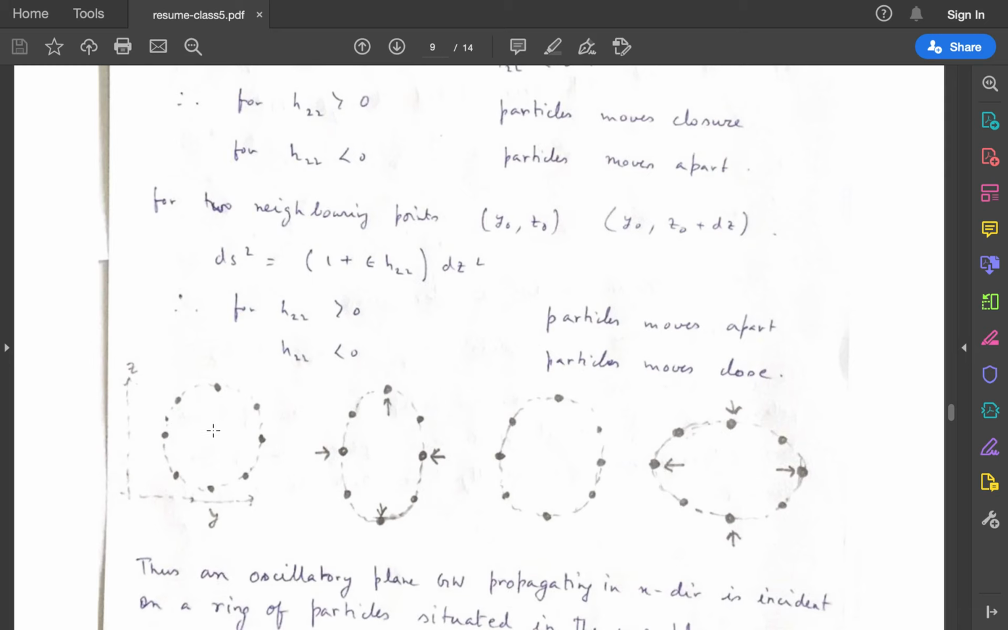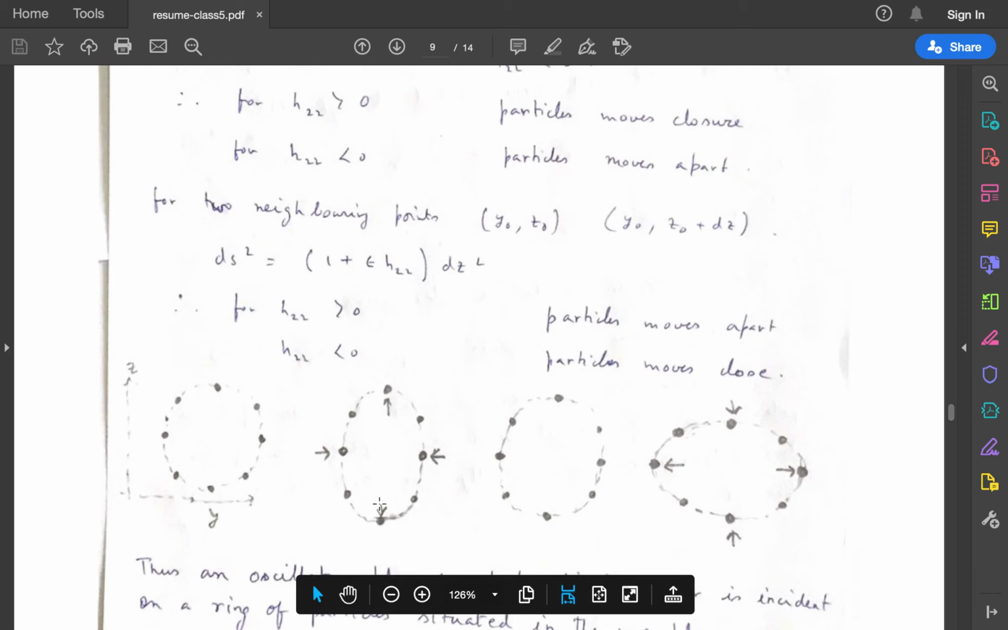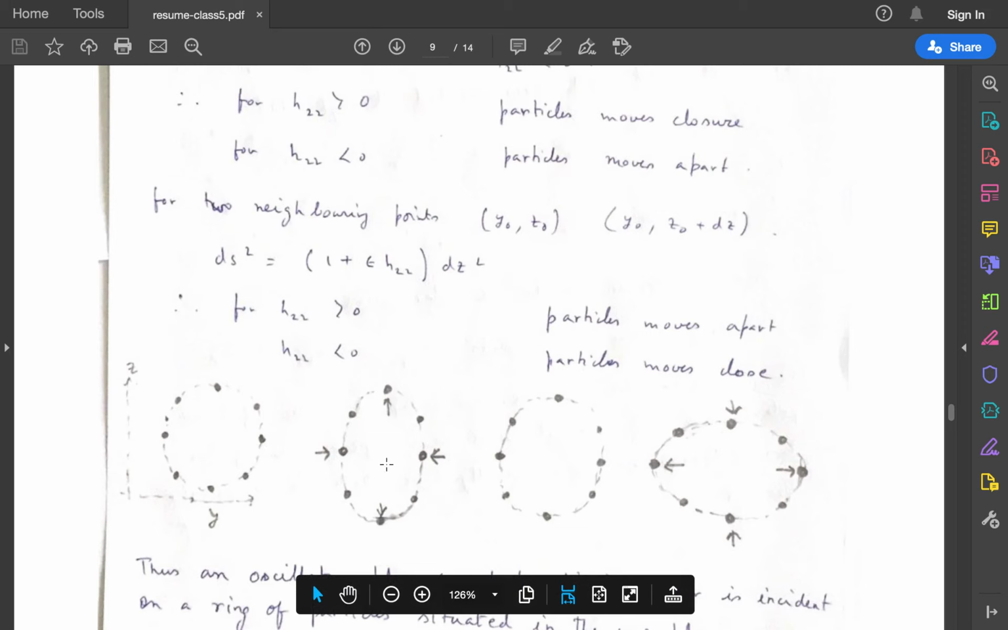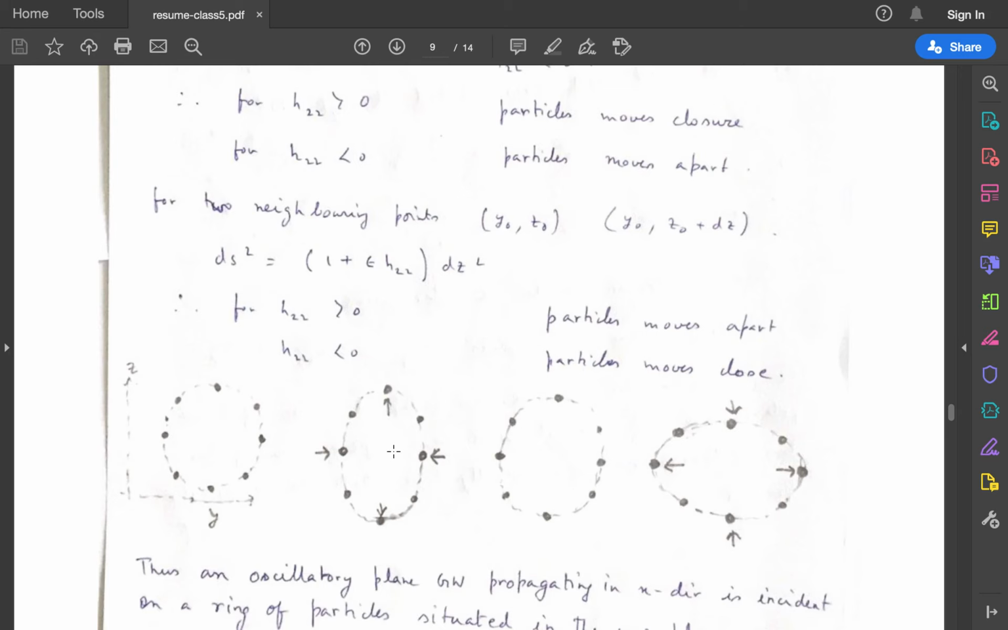Okay, so if this happens, what we'll have is initially the y components of the particles will move closer, and the z components will move apart. But as this is an oscillatory solution, first this happens: for h22 greater than 0, the z components will move apart and the y components will move close to each other.